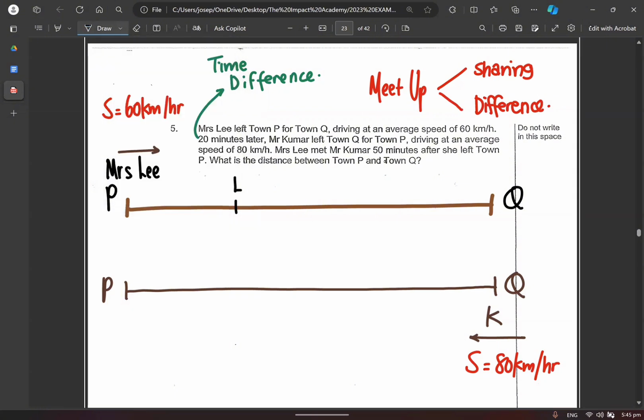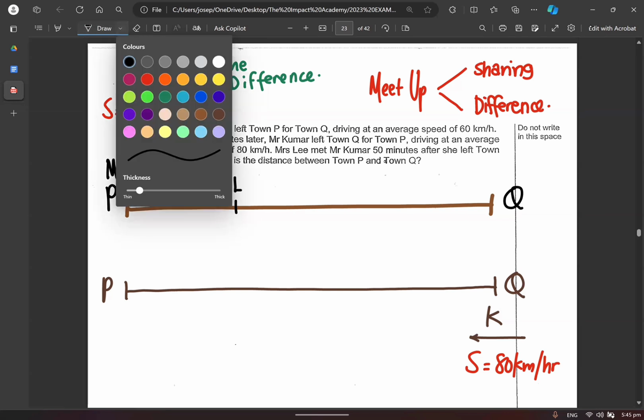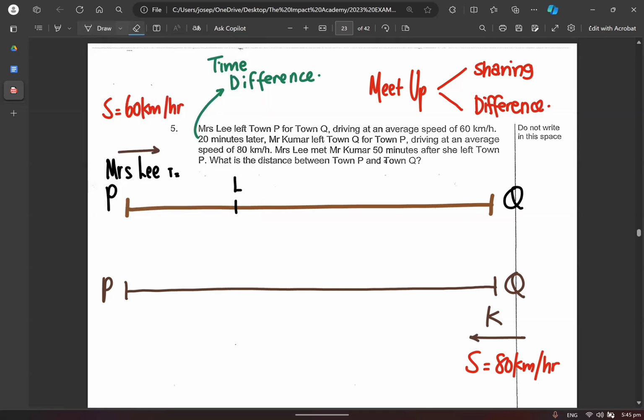Okay, so we know the time taken for this part, let me just write down over here, is 20 over 60. 20 over 60 becomes what? 1/3 hour. Am I making sense? Her speed is 60 kilometers per hour. So that means the distance over here will be 60 times 1/3. Are you able to understand this or you don't understand?